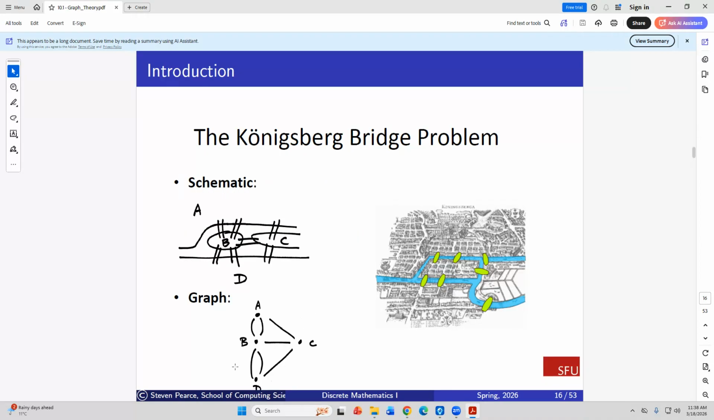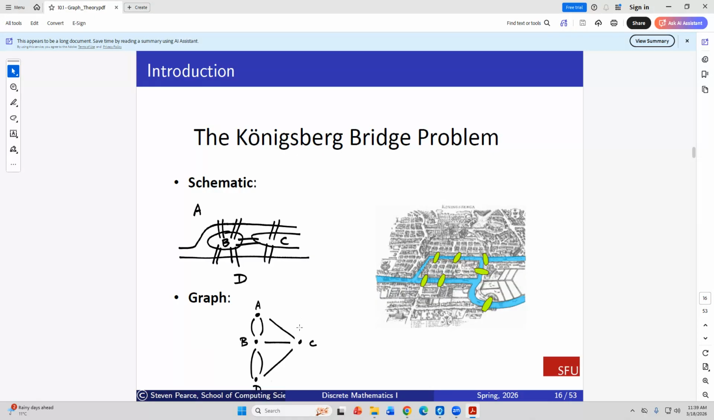Okay, so here the A is this area here. B is this area. That's D. No, B is in the middle. D is down here, and C is over here. So you can see right here that there are three bridges that get you into region C. Region A has two ways to get to B. Region D has two ways to get to B.